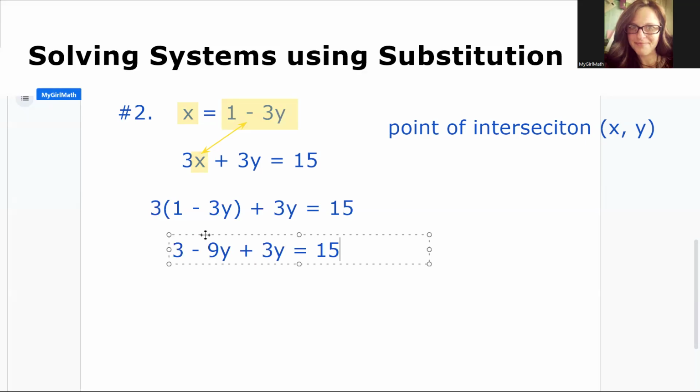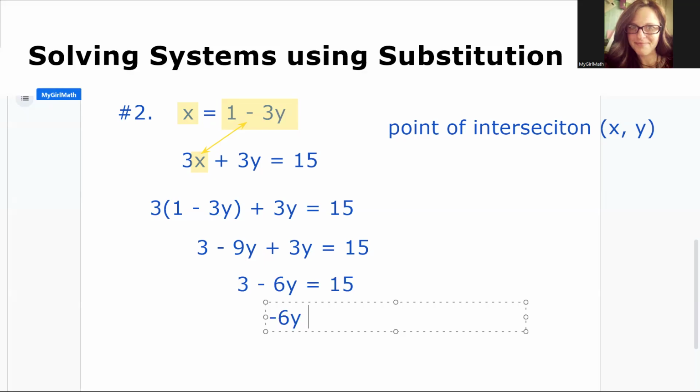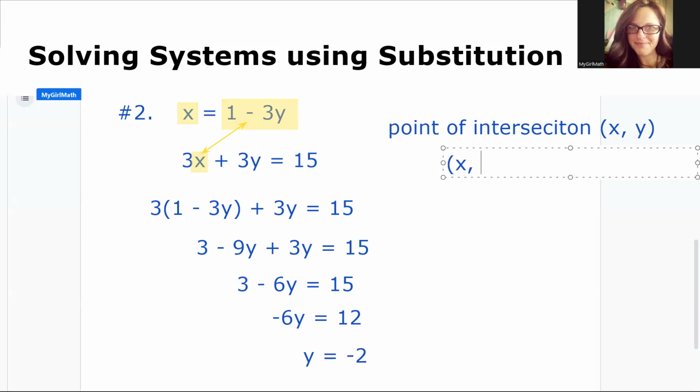Distribute. Combine like terms. Subtract 3 and divide by negative 6. We get y equals negative 2.